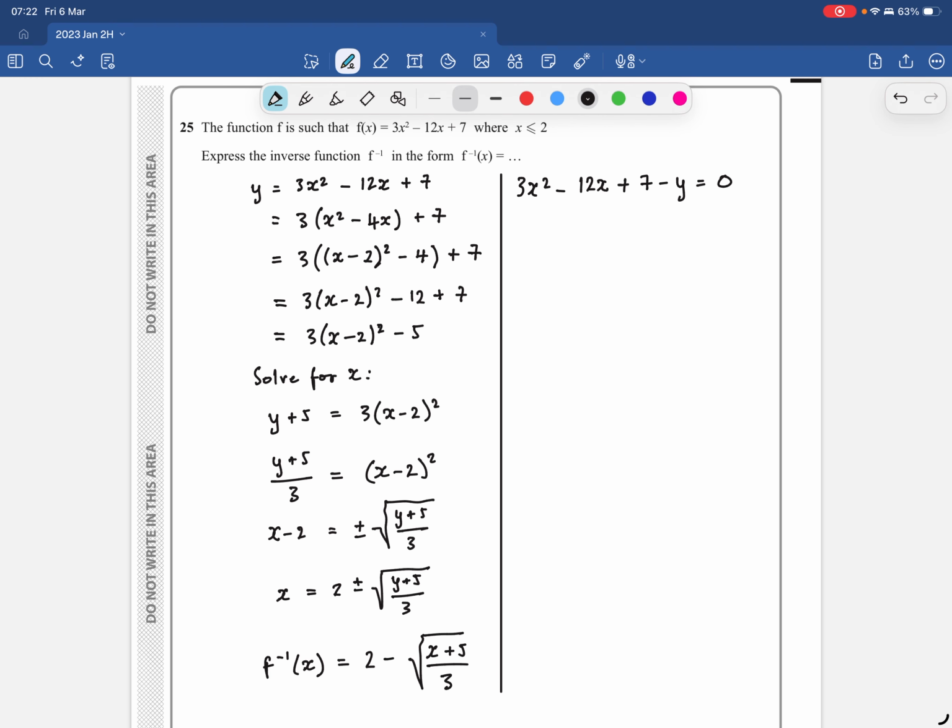And you need to have a think to yourself about what the a is, what the b is, and what the c is. The a is easy, it's 3. The b is easy, it's minus 12. The c is now 7 minus y. So you've got to do this carefully.